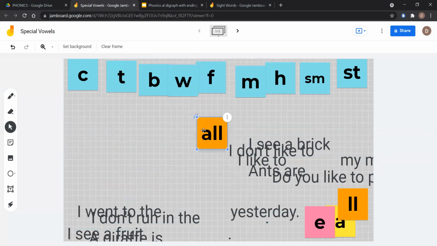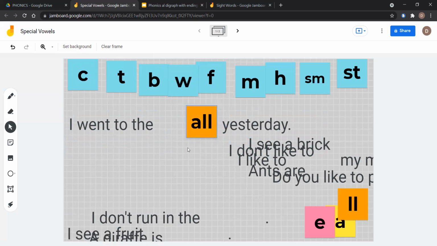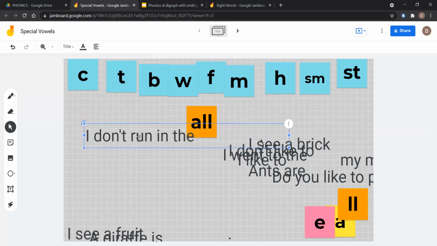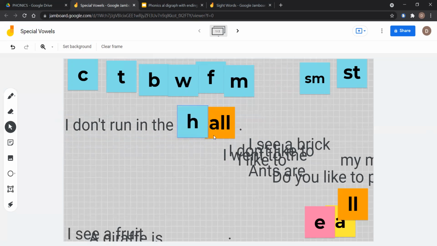Put that away. 昨天去购物中心。I went to the blank yesterday. I went to the 购物中心。I went to the mall. Very good. I went to the mall yesterday. Good job, mall. Continue. 我不在走廊乱跑哈。Very good. I don't run in the 走道. I don't run in the hall. I don't run in the hall. Okay, very good.